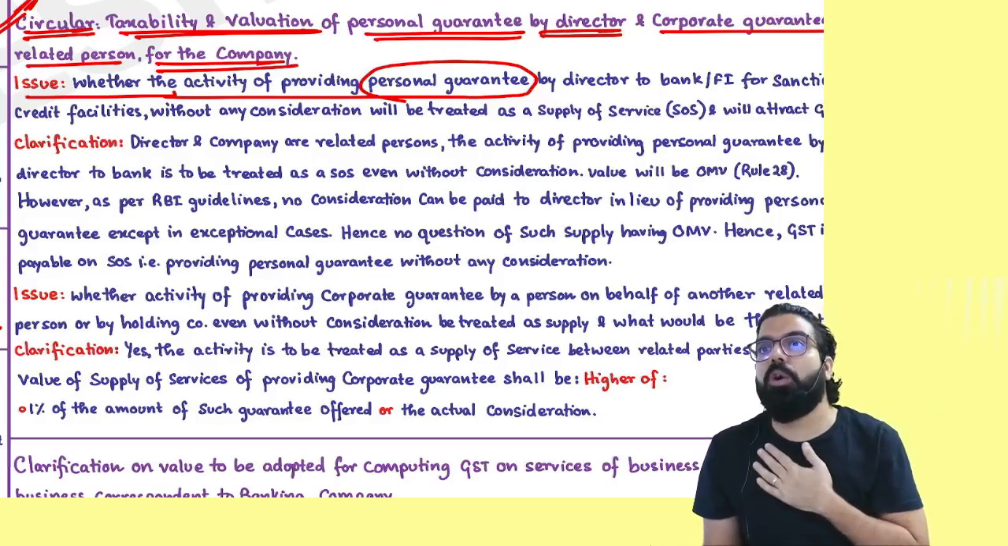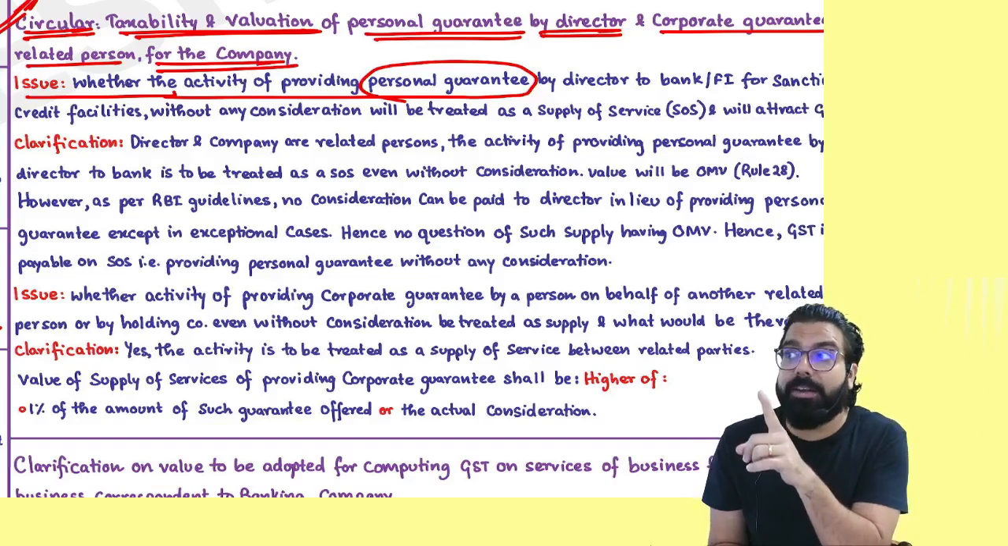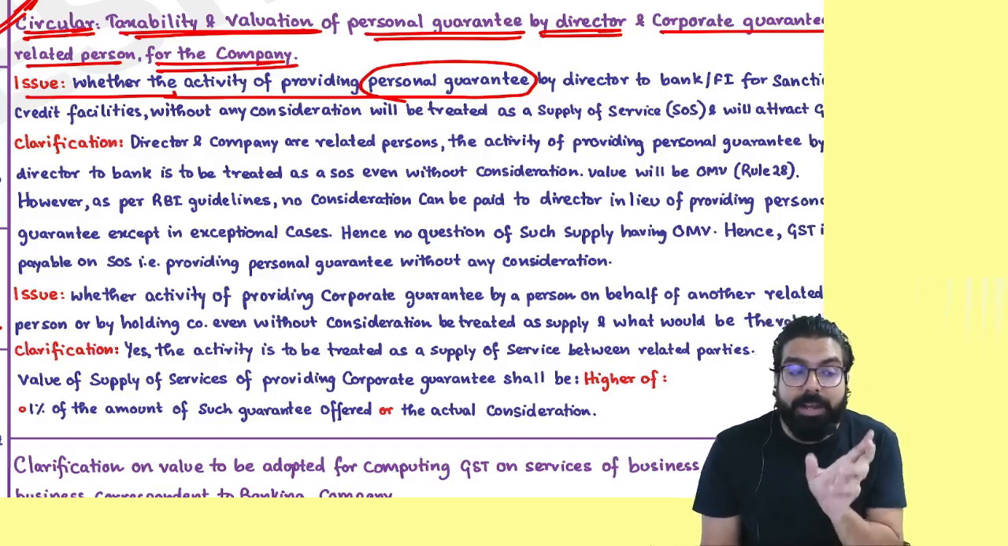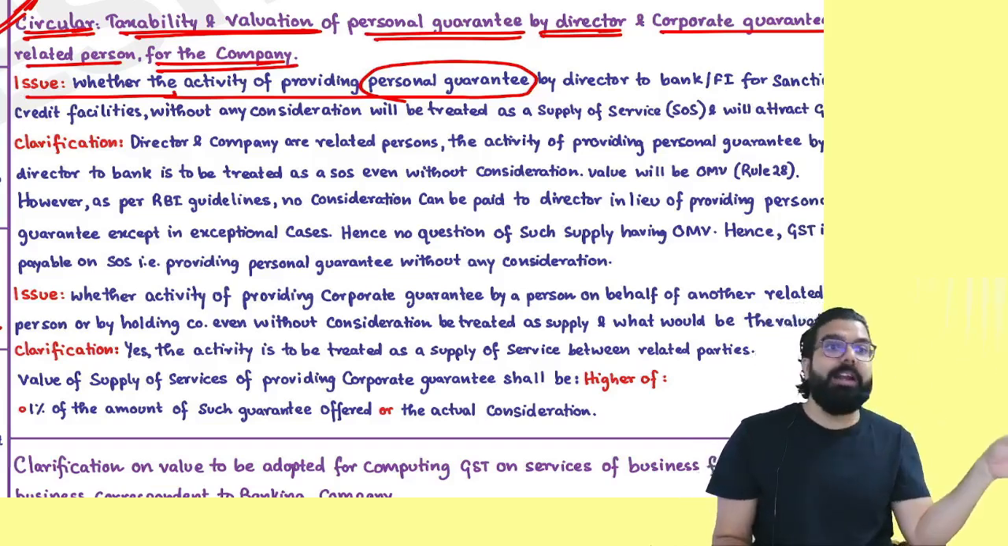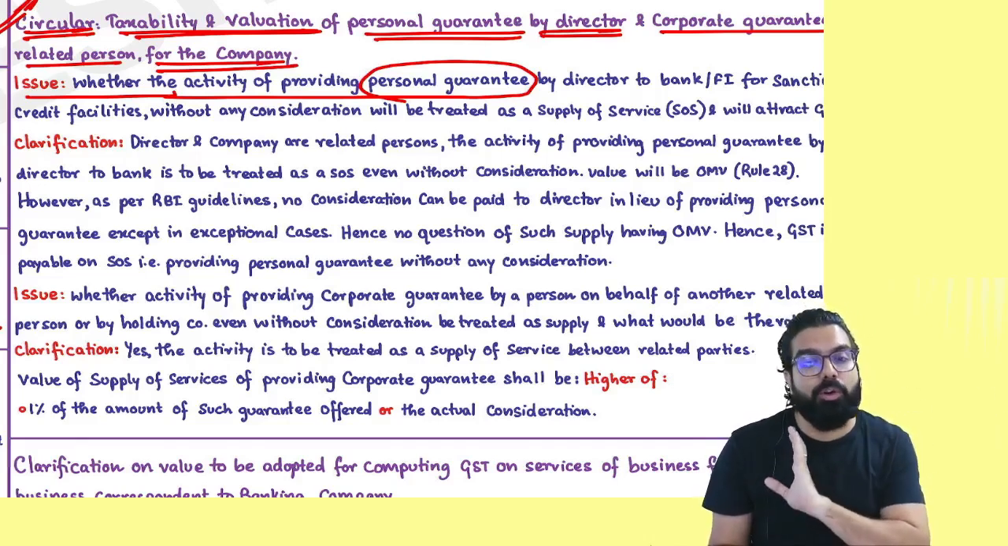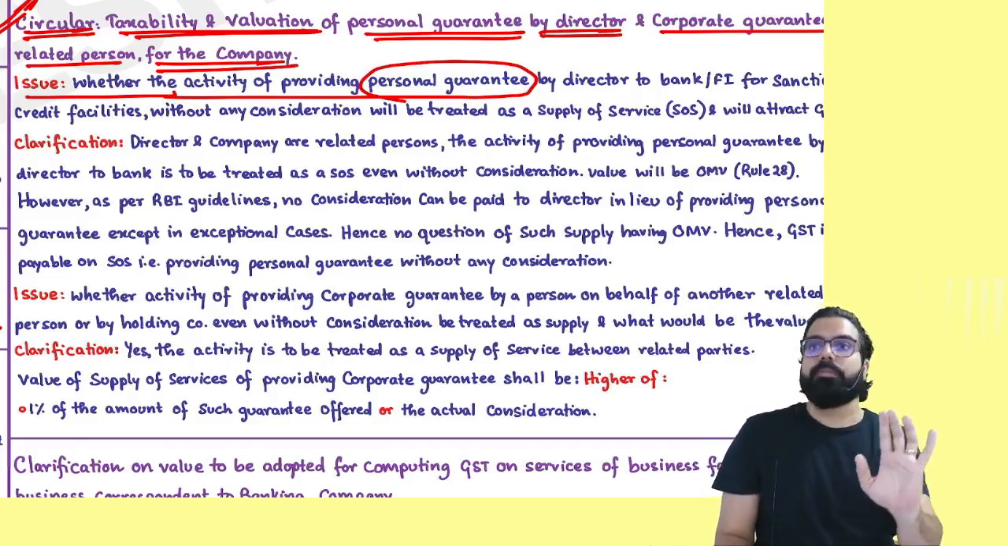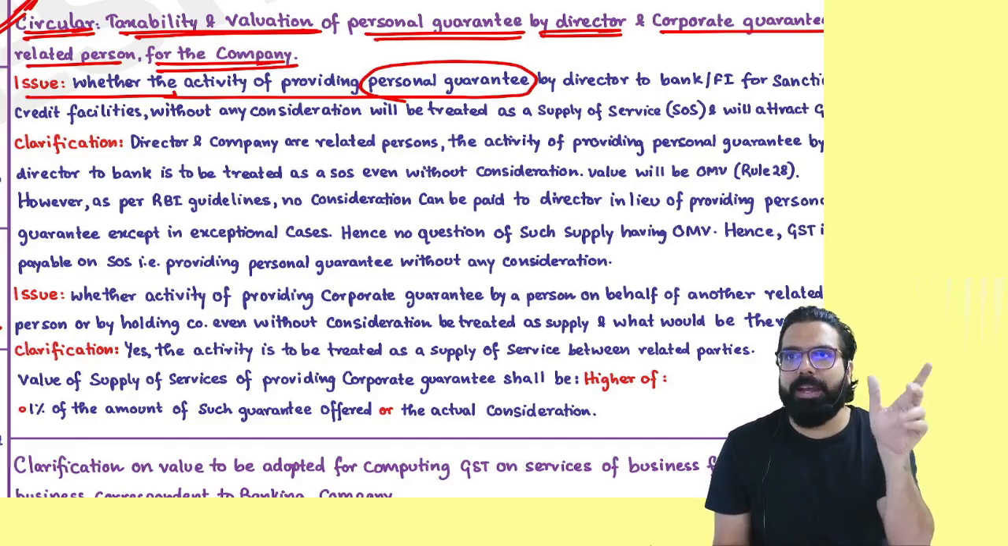Because we are not allowed to charge anything for giving personal guarantee. Is my point clear? Corporate guarantee, yes. But if directors are giving personal guarantee, they cannot go ahead and charge anything. Are we clear? And the value will always be nil.